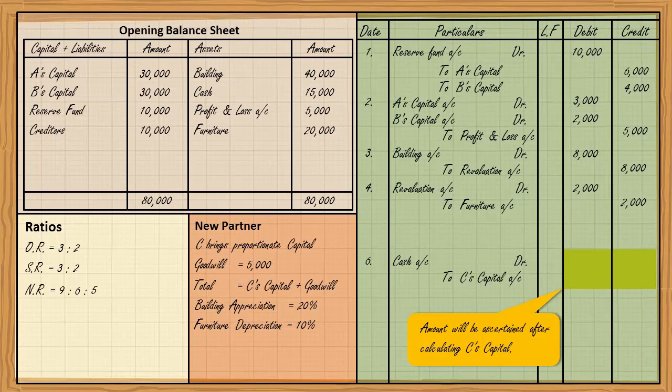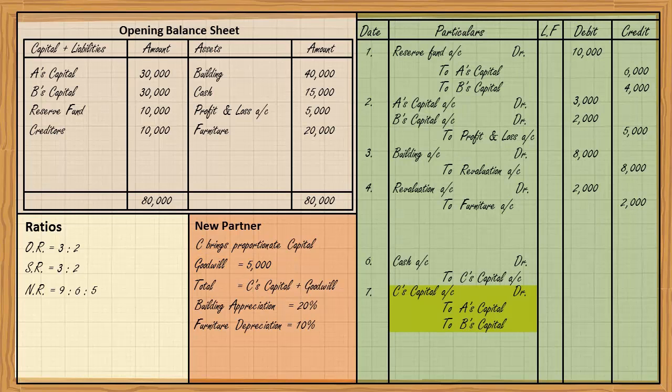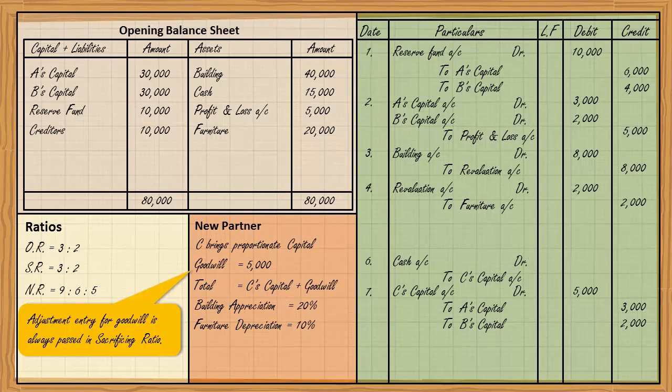as capital. And then the adjustment entry for goodwill. Because he has brought 5,000 as goodwill. So the adjustment entry for goodwill will be C's capital account debit to A's capital, B's capital 5,000, 3,000, 2,000. This 5,000 has been distributed in the sacrificing ratio of 3:2. You know it. When we pass the adjustment entry for goodwill, it is always passed in sacrificing ratio.